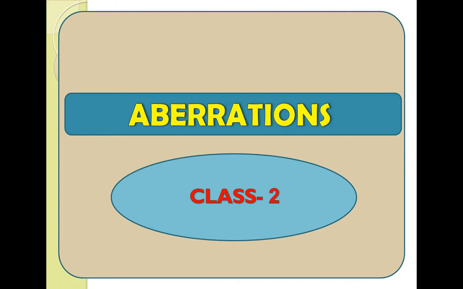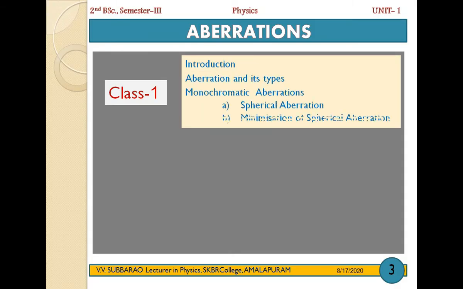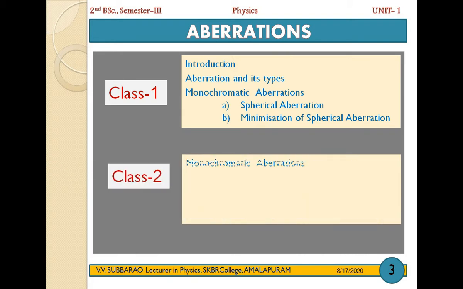Aberrations, Class 2. In Class 1, we learned about the types of aberrations. Under aberrations, we discussed the first type of monochromatic aberration, that is spherical aberration, and minimization of spherical aberration. Today in Class 2, we are going to discuss the other types of monochromatic aberrations, that is coma, astigmatism, curvature of the field, and distortion.